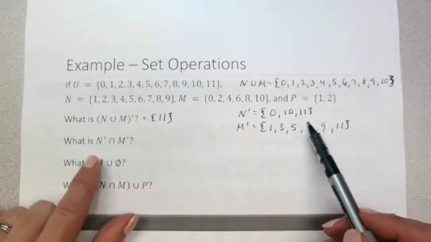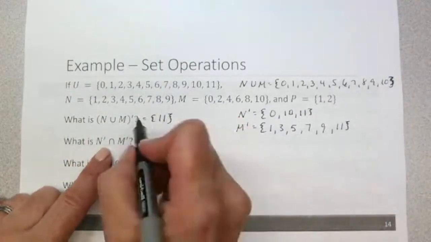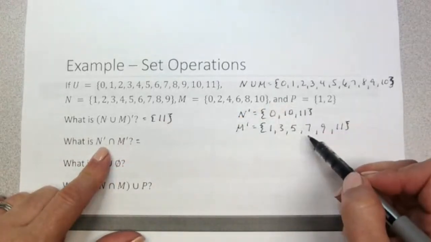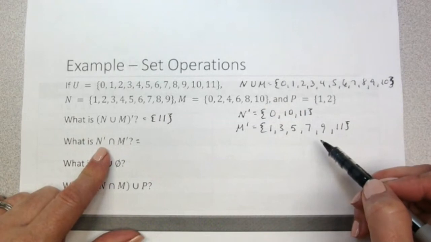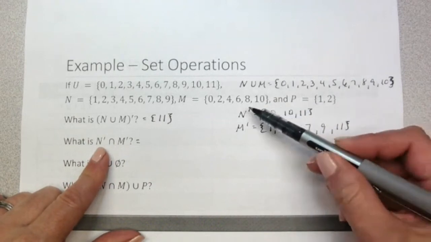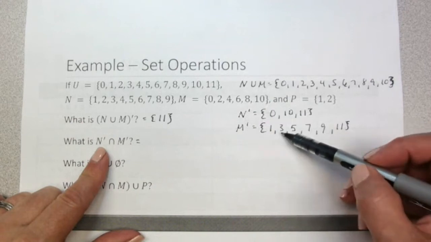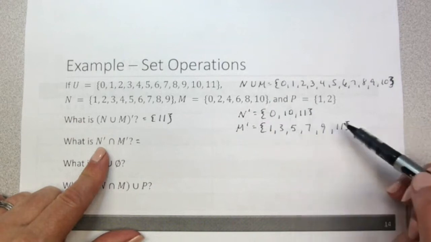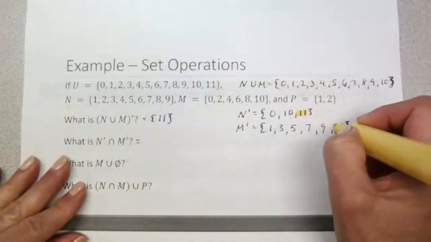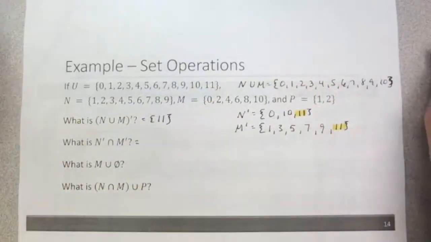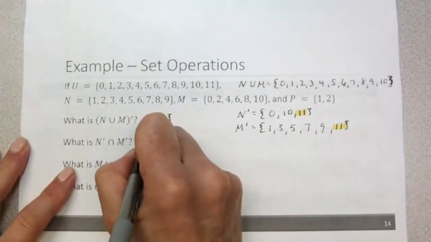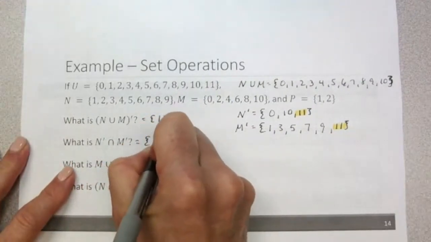Now that we know what these two complements are, we can intersect them. The intersection of the complement of n and the complement of m is going to be any elements that are in both sets. Well, when we compare these, there's 0 in the complement of n, but not the complement of m. 10 also, not in both. All we have in both is 11. So the complement of n intersected with the complement of m is going to be just 11.